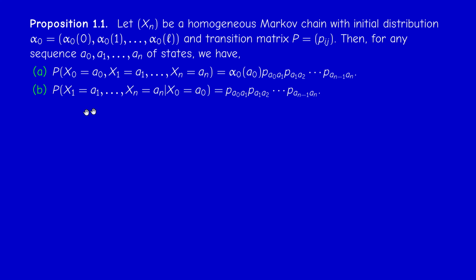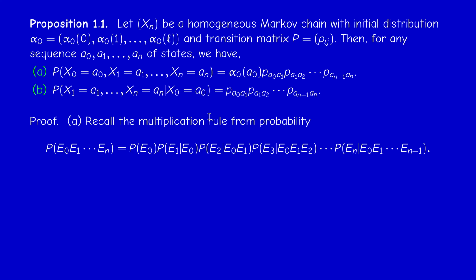And we can also compute the conditional probability of a path, given that we start from A0. Okay, so just the same thing. So why is this true? This is just a consequence of the multiplication rule that you probably learned in probability theory.